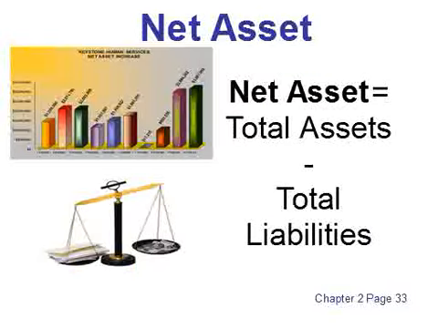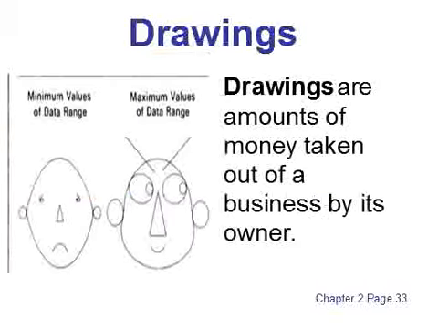Net assets. Net assets equal total assets less total liabilities. Drawings. Drawings are amounts of money taken out of a business by its owner.